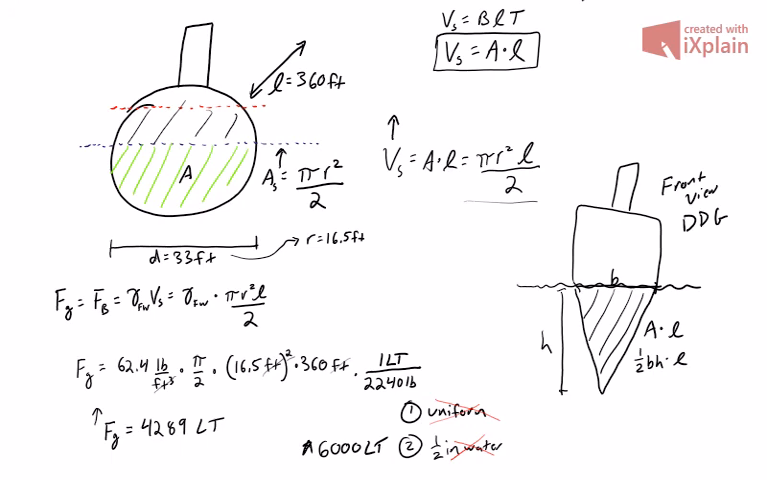If you think about those assumptions, that's a really useful skill that you can get out of this class. So again, the big point to take away from this problem is that if you have a uniform cross-sectional area, your displaced volume can just be equal to that area times the length of the ship that you're looking at.